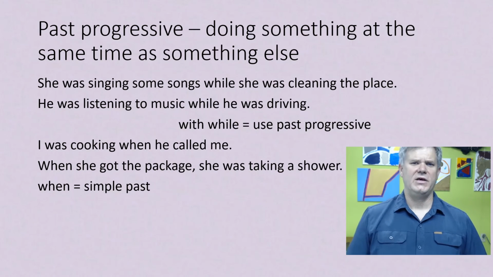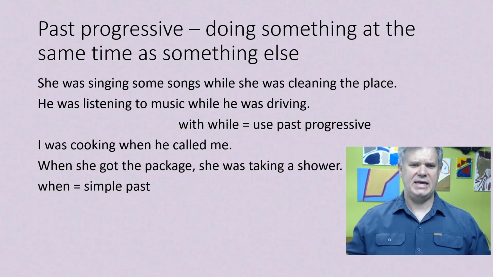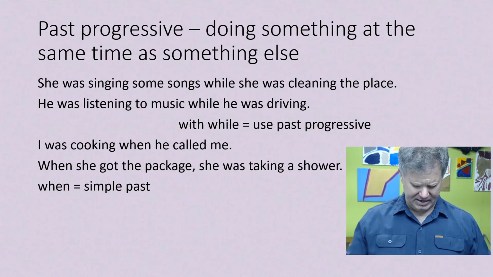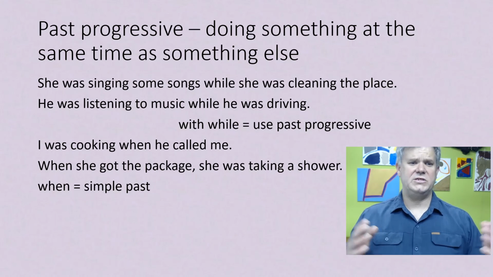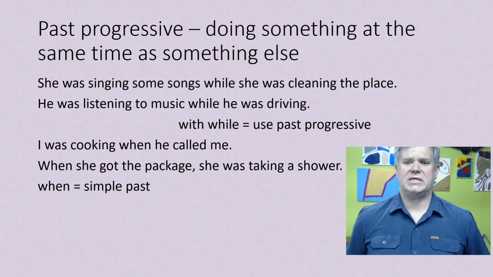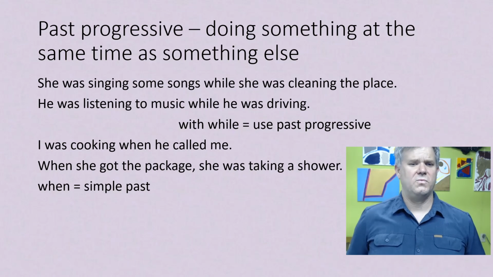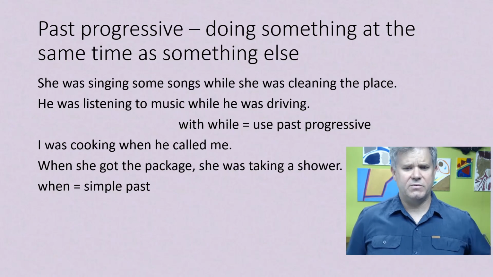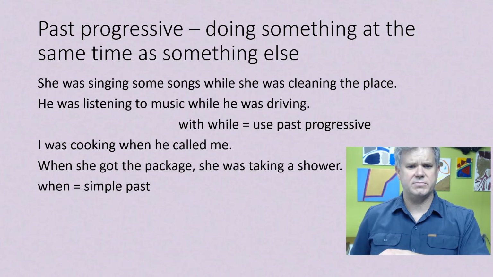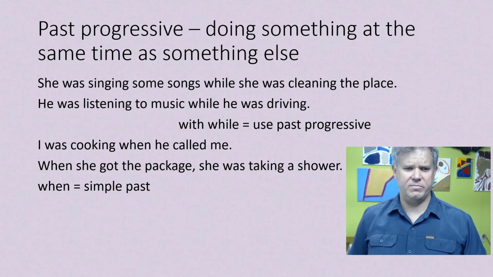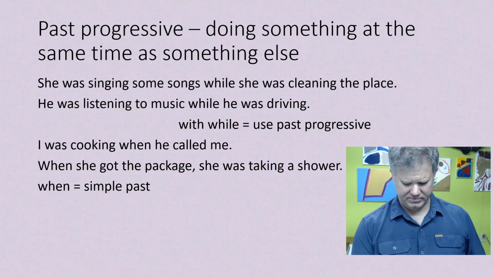Past progressive. When you're doing something else at the same time as something else. She was singing some songs while she was cleaning the place. He was listening to music while he was driving. With while, we use past progressive. Look at this next one. I was cooking when he called me. When she got the package, she was taking a shower. And there's when, we use simple past.